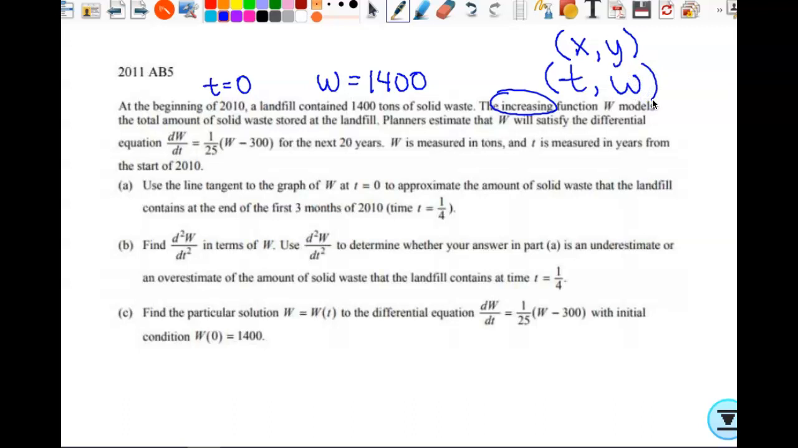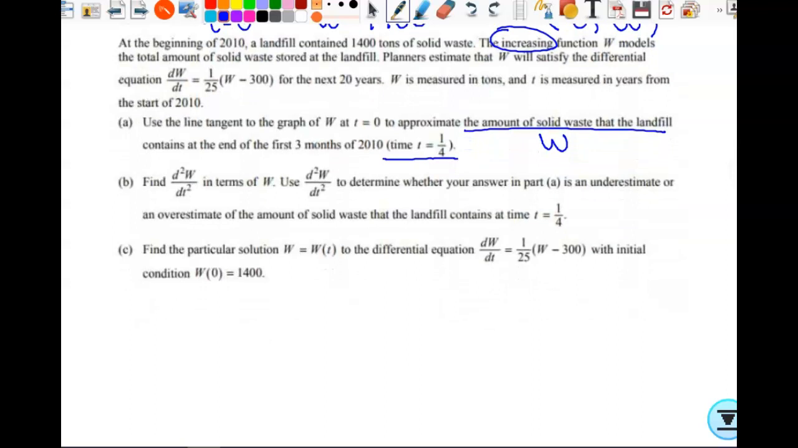All right, so part A. Use the tangent line to the graph of W at time equals 0 to approximate the amount of solid waste, that's W, at the end of the first 3 months. And they told you that 3 months is 1/4 of a year. If I'm going to use the tangent line, I need the tangent line equation. So what do we need to write the equation of any line? Point, slope.